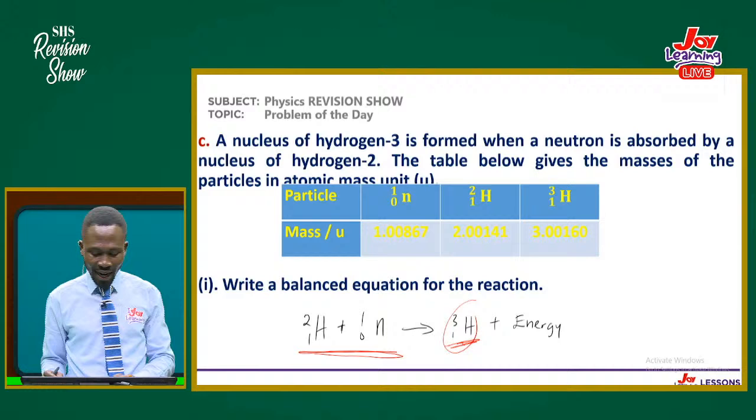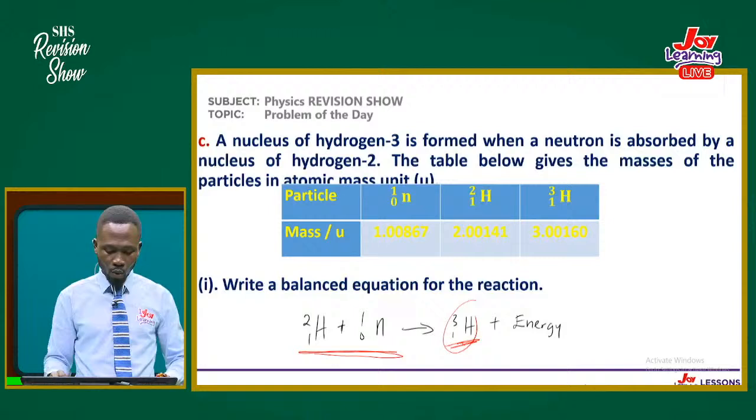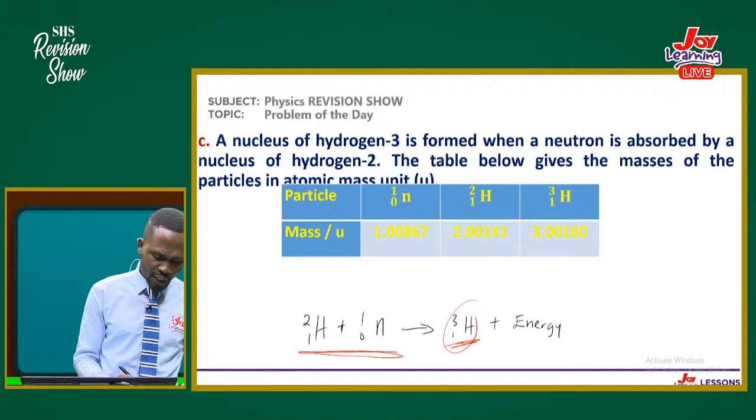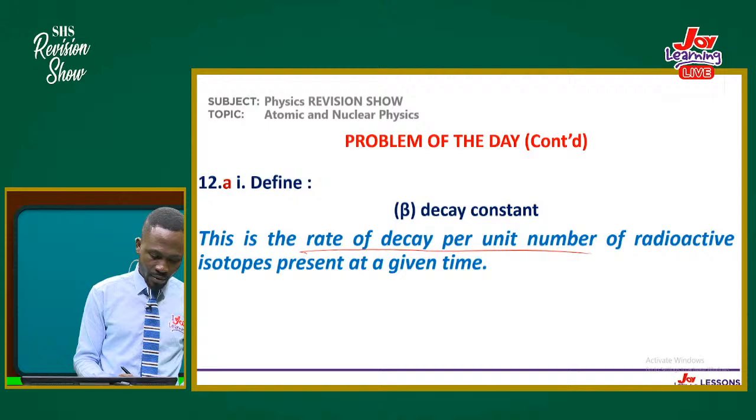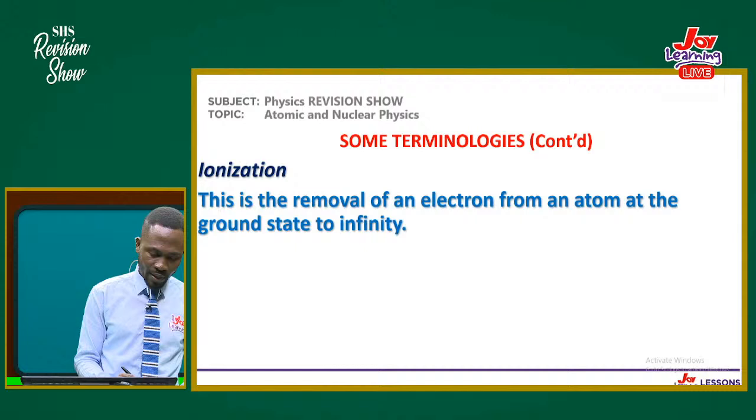Let's go on briskly and look at what we have left. Then we would be calling it an evening. Okay, so let's move ahead. Very soon, we will be able to look at some few things. Then we can call it an evening. Okay, so we're looking at stationary states of the atom. We are done with the problem of the day, and I'm happy we've been able to do that tonight. It's very important. Good. So I have just some few things to look at. Then we will be ending the revision show for this evening. Okay, good.